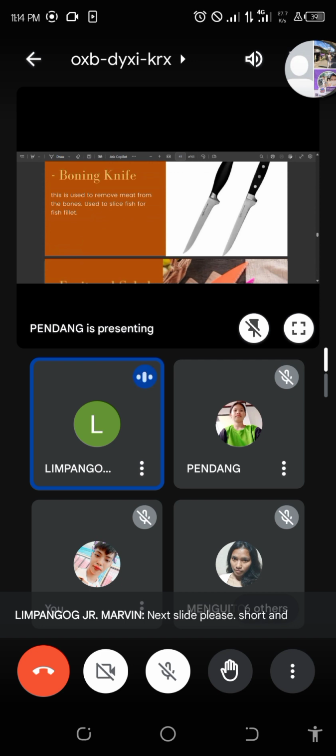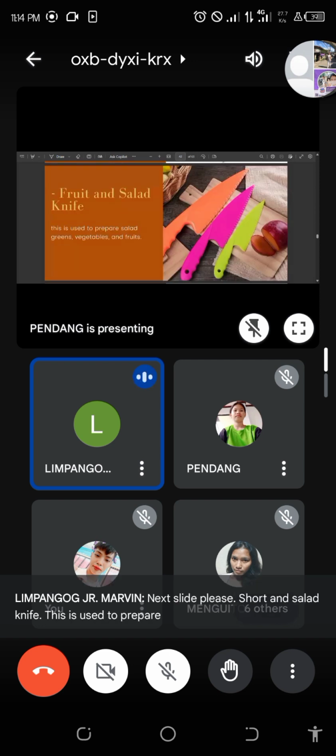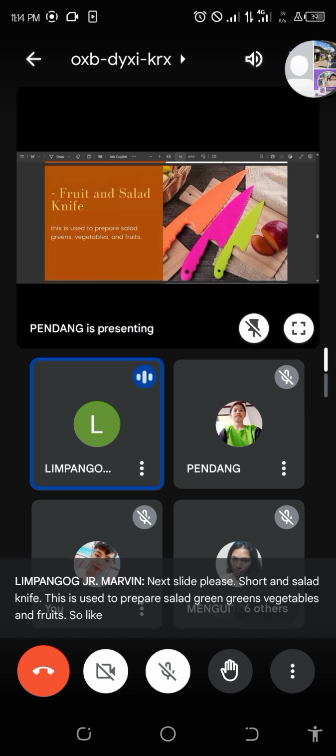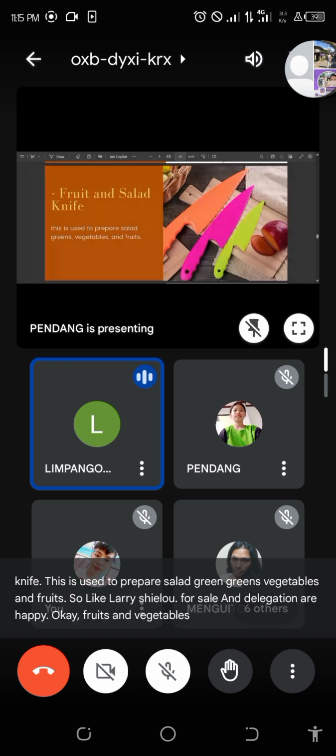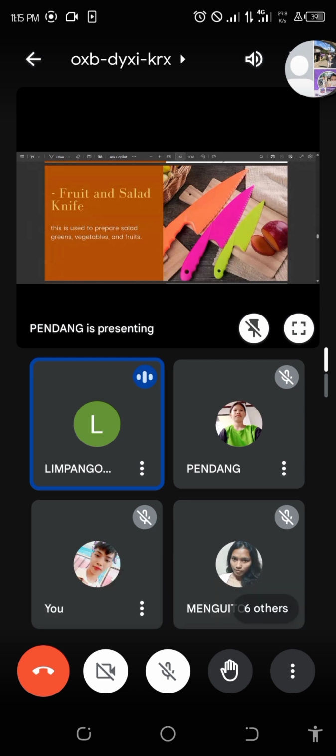Fruit and salad knife. This is used to prepare salad, greens, vegetables, and fruits. It comes in different colors. It is used for fruits and vegetables, for whatever you are cutting for salad.